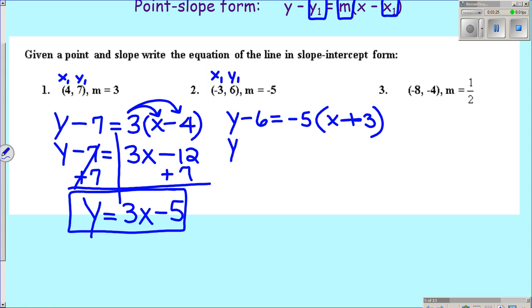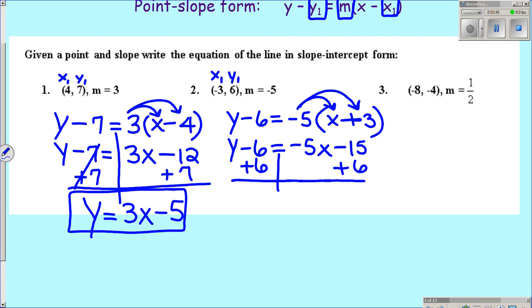Okay, we're going to bring down the y minus 6 equals and distribute. Negative 5 times x is negative 5x. Negative 5 times positive 3 is minus 15. And now just one more step to solve for y. We need to add the constant, the 6, on both sides. So our opposite 6's cancel, and we're left with y equals negative 5x. And then negative 15 plus 6 is minus 9. So this line has a slope of negative 5 and a y-intercept of negative 9.